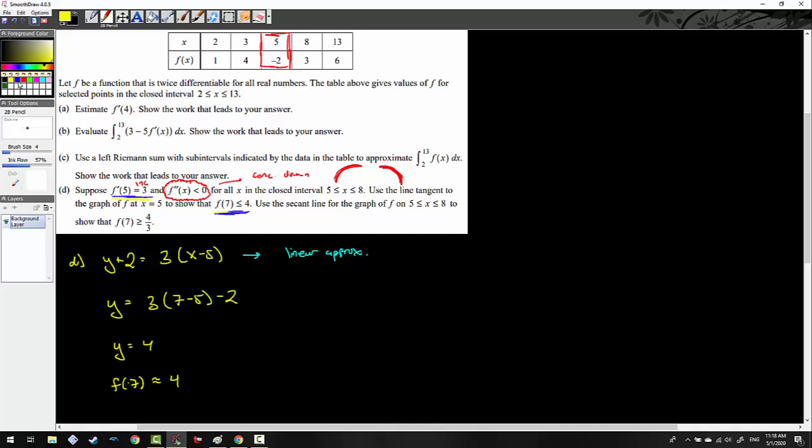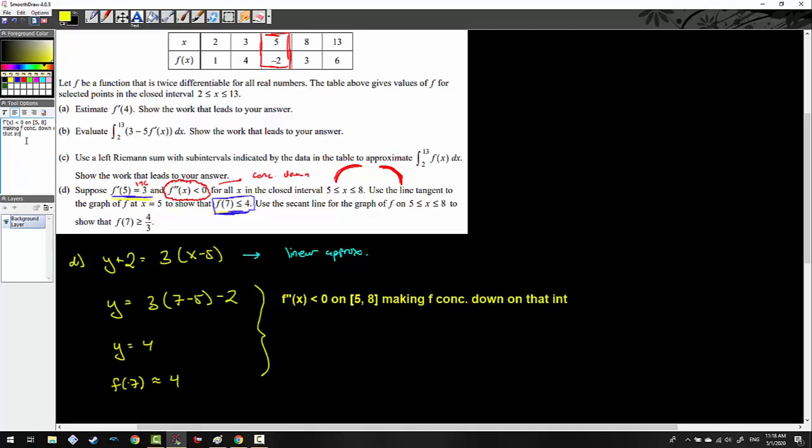Well, how do I use that to show that f of 7 would be less than or equal to 4? Well, it's easy. I'm actually going to type this out. I'm going to say f double prime of x is less than 0 on 5 to 8, making f concave down on that interval. And then I say, therefore, our linear approximation is an overestimate.